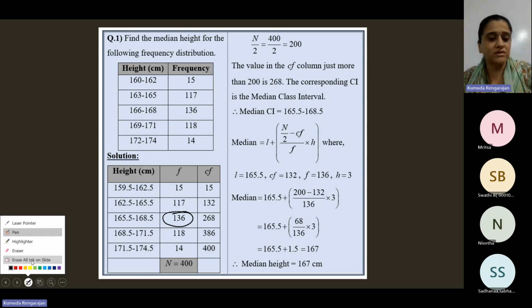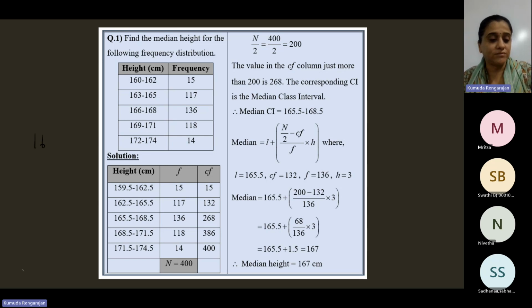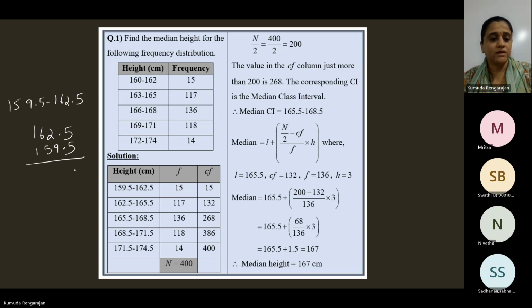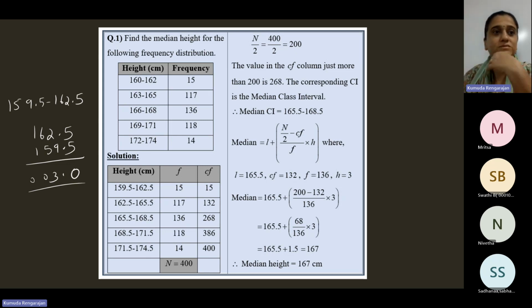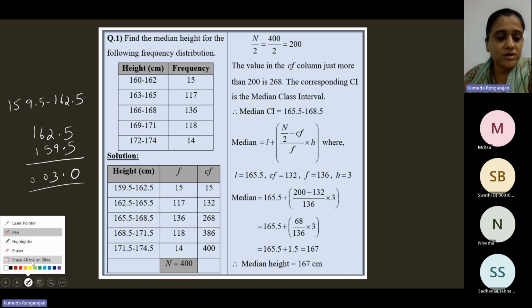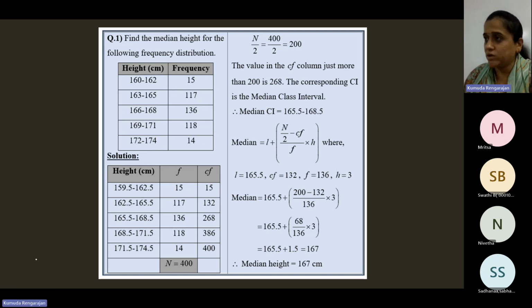When the class intervals are continuous, how do you find the width? Just subtract. Take any class interval, 159.5 to 162.5. Subtract the lower limit from the upper limit, and you'll get 3. That is the difference between the upper limit and lower limit when the class intervals are continuous like this. You understood H?